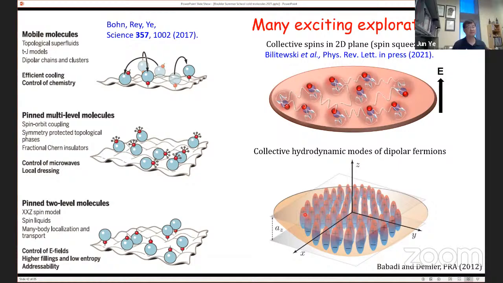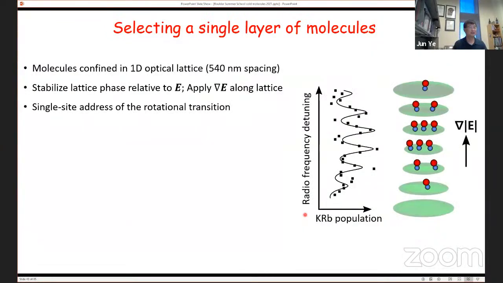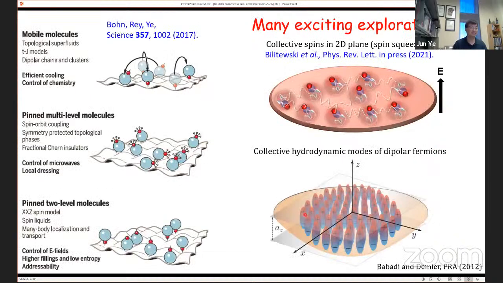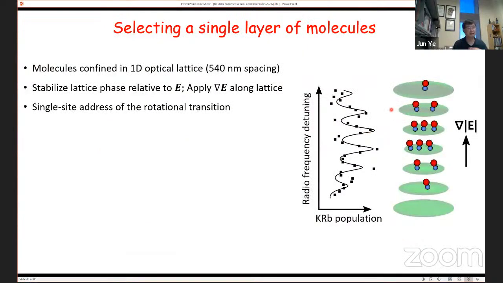You can put these molecules in an optical trap, excite them in a collective motion, and see how these molecules start to behave like liquid hydrodynamic modes. So all these are interesting areas, and these experiments are actually ongoing. Especially for the collective spin squeezing experiments that we're preparing, one thing we have been doing is to be able to select individual layers of molecules. Remember when I told you that we can load these molecules into individual pancakes formed by this 1-dimensional optical lattice. We typically have about 2 to 4 or 5 layers of molecules occupied.